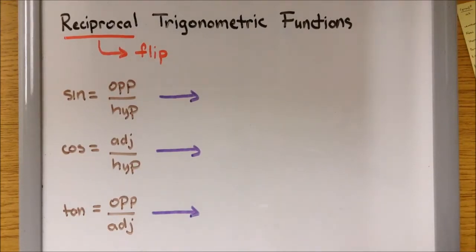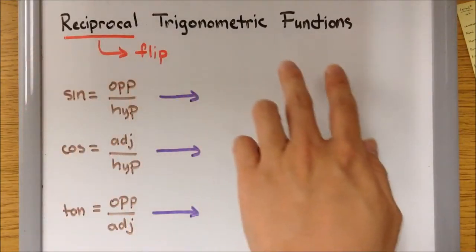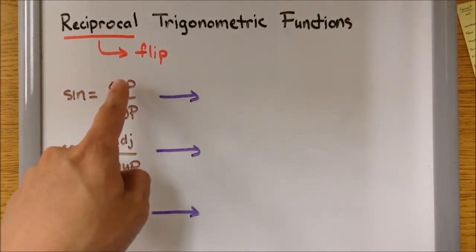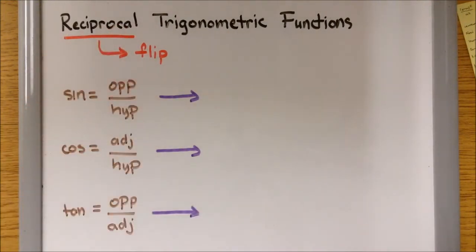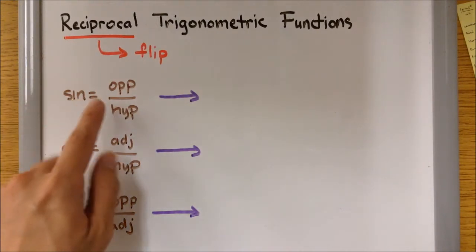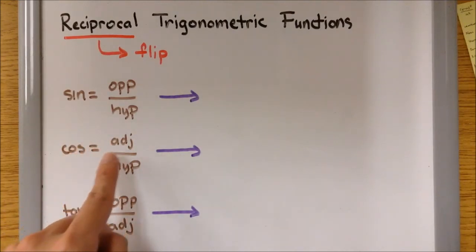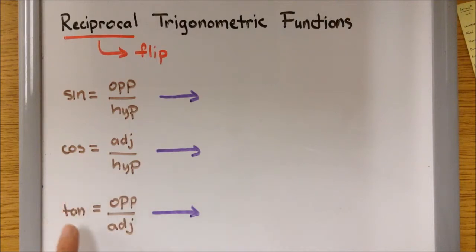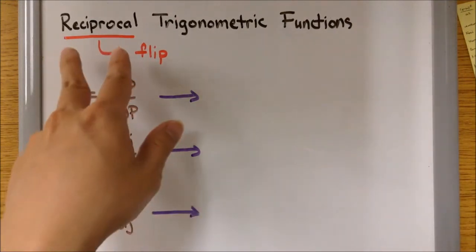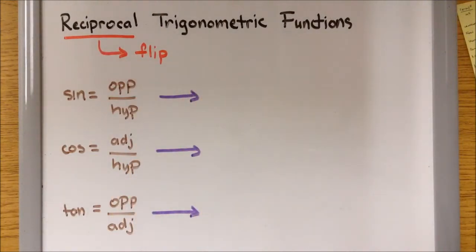In this video, we're going to go over reciprocal trigonometric functions, and I wrote a little note that reciprocal means flip. So let's go over the three trig functions that we went over in the previous section. Sine, which is opposite over hypotenuse. Cosine, which is adjacent over hypotenuse. And tangent, which is opposite over adjacent. Now we're going to go over three more functions, and they are known as the reciprocal trigonometric functions.